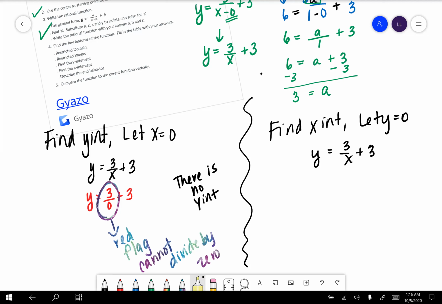Okay? All right. So next, let's go ahead and find the x-intercept. So we're going to let y equal 0. So 0 is equal to 3 over x plus 3. I'm going to subtract 3 from both sides. And we get 0 minus 3, which is negative 3, is equal to 3 over x.